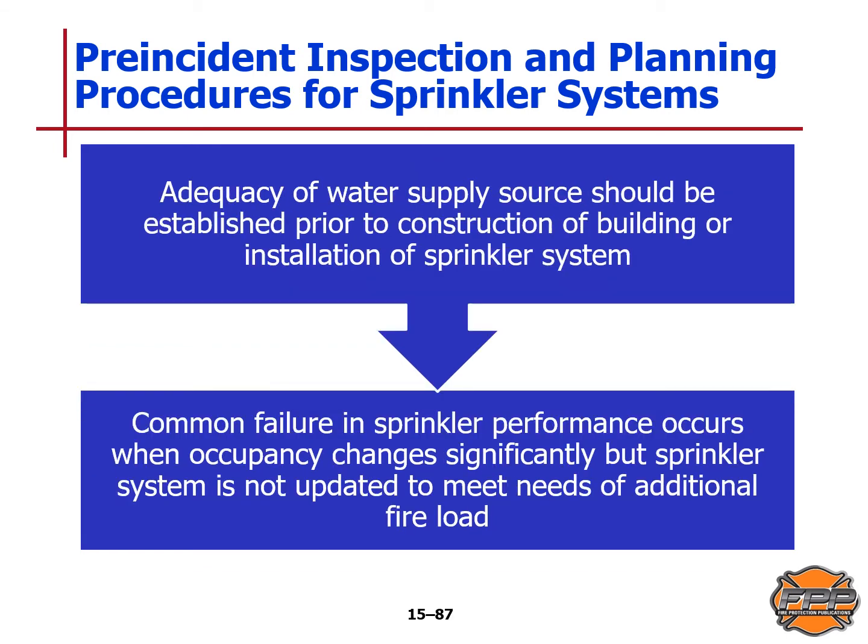The adequacy of water supply source should be established prior to construction of the building or installation of the sprinkler system. The common failure in sprinkler performance occurs when occupancy changes significantly, but the sprinkler system is not updated to meet the needs of additional fire load.